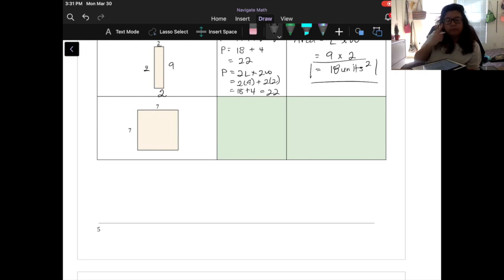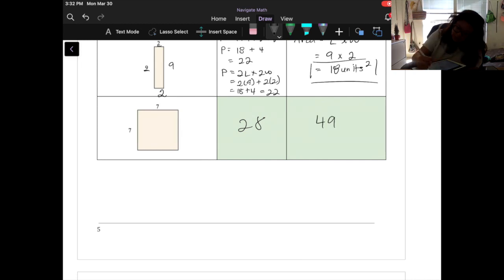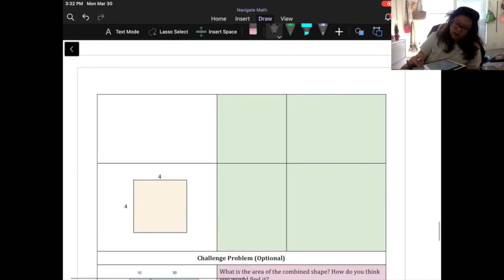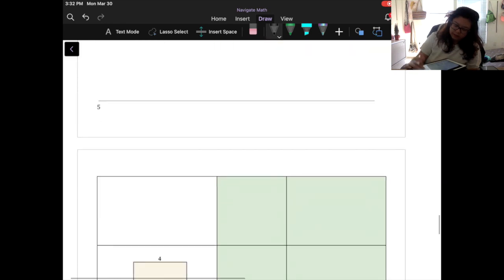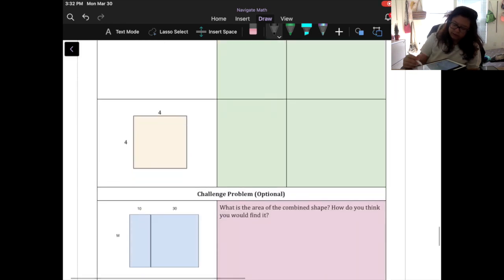For this next problem, I want you to submit your answers on Edpuzzle. So what is the perimeter of this square? So the perimeter is 28. What's the area of the square? The area is 49.